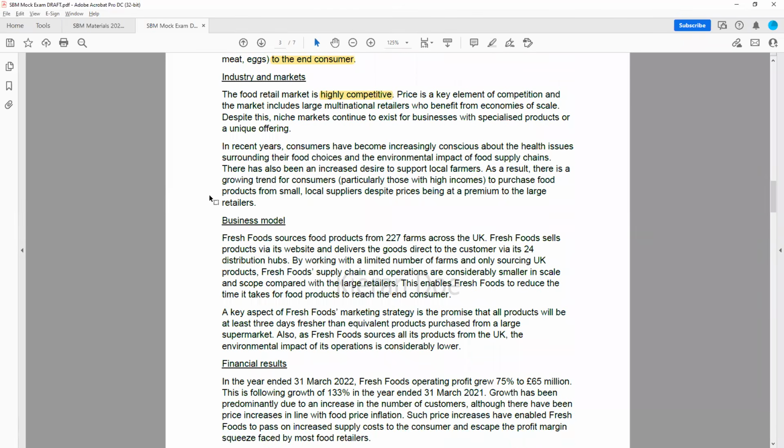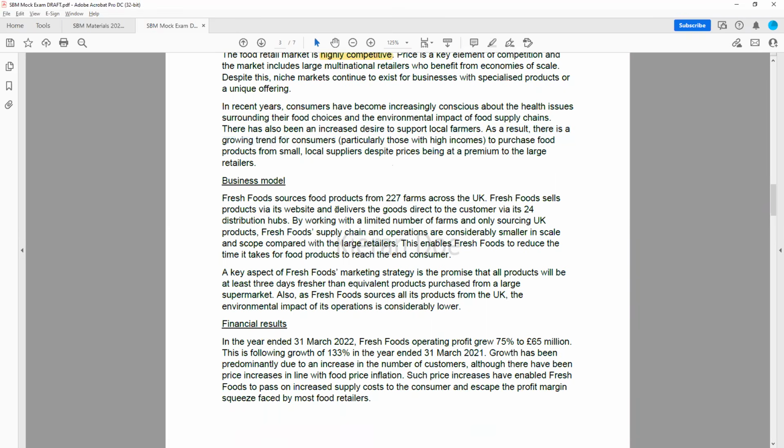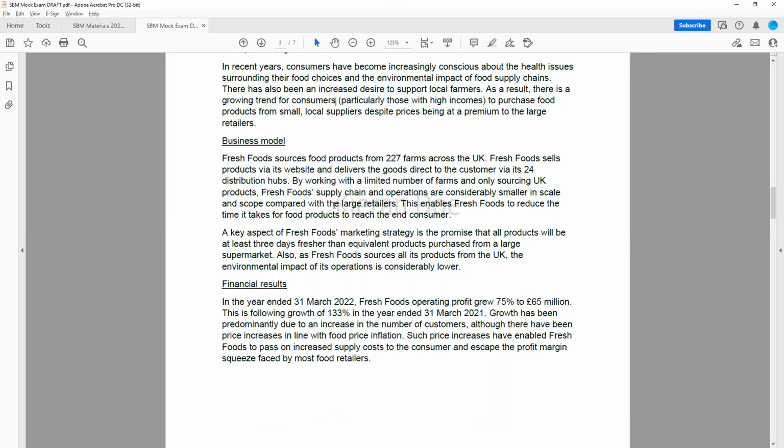In recent years, consumers have become increasingly conscious about the health issues surrounding their food choices and the environmental impact of food supply chains. There has also been increased desire to support local farmers. As a result, there is a growing trend for consumers, particularly those with high incomes, to purchase products from small local suppliers, despite prices being at a premium to the large retailers. So that's perhaps explaining one of those niches. So perhaps this is where Fresh Foods operates.